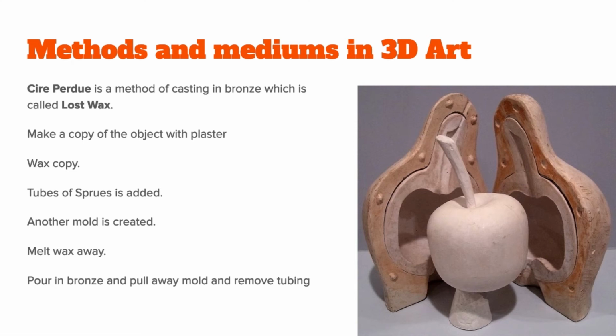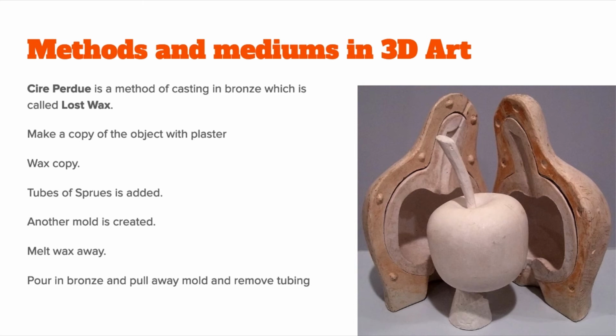Once that wax model is made, you then create a cast. With that cast, you melt away the wax, leaving behind an empty chamber. That empty chamber then has hot metal poured into it, creating a permanent, solid statue. This means that you can make multiple copies.